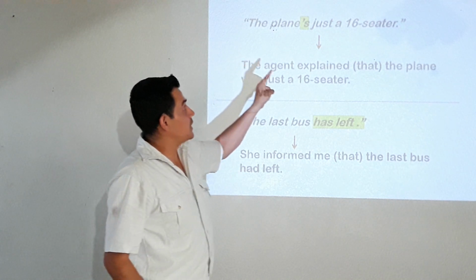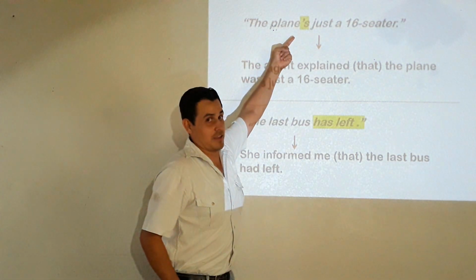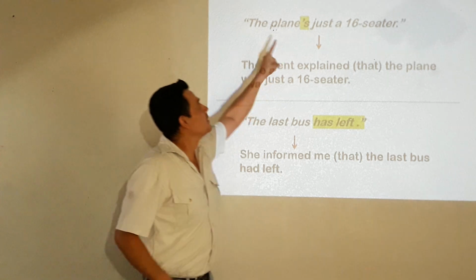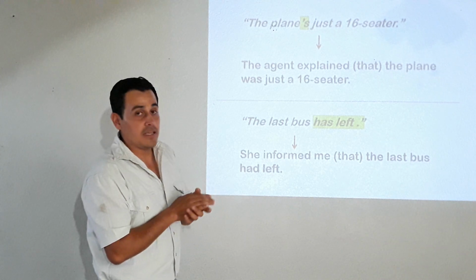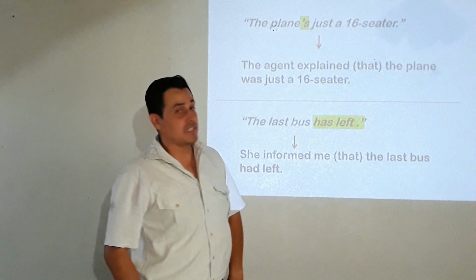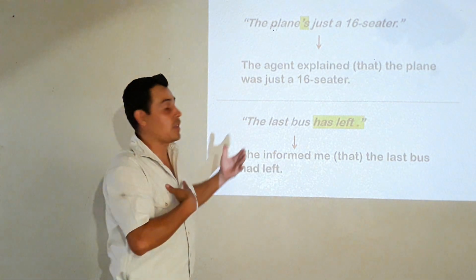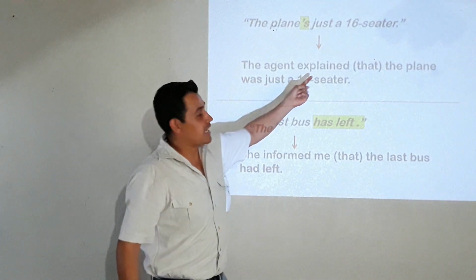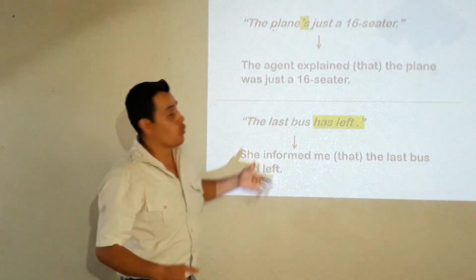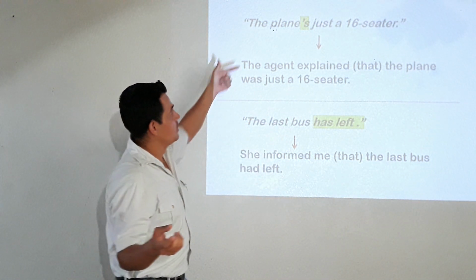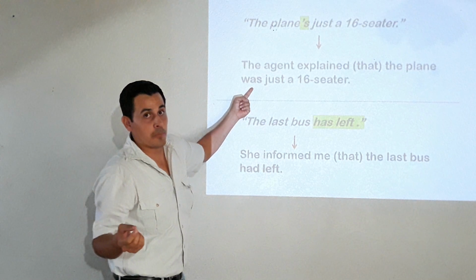The plane's just a 16-seater. If you pay close attention to the yellow mark here, it doesn't take that much, my friends. That's the verb to be, right? That's the apostrophe S, and that means is. The plane is just a 16-seater. And then when you want to say that to somebody else, you should apply this form and say, the agent explained that the plane was just a 16-seater. What's the change here? What can you observe? Is in the original statement, was in your reported statement.